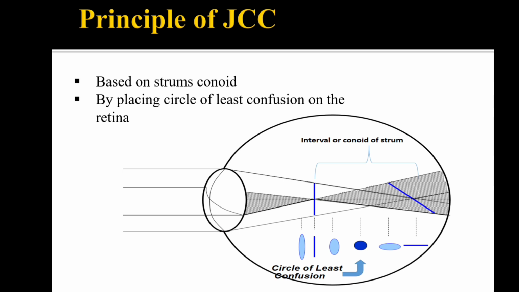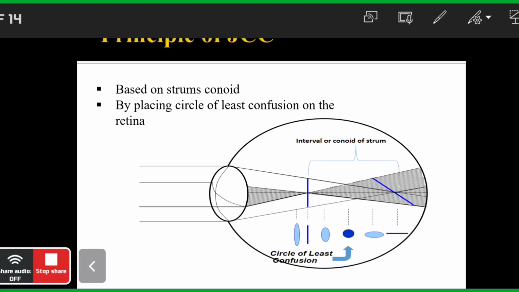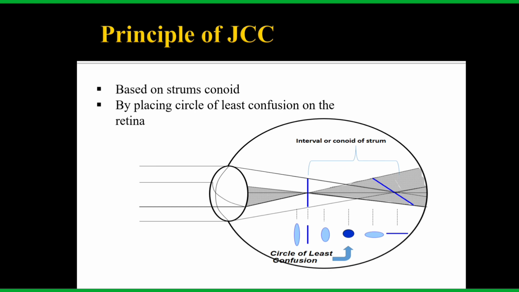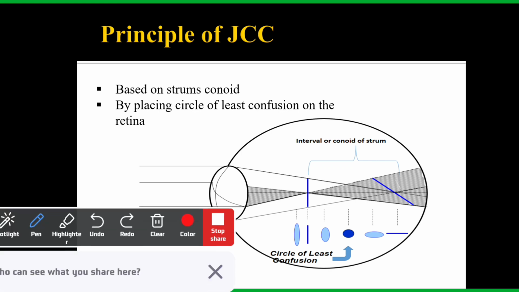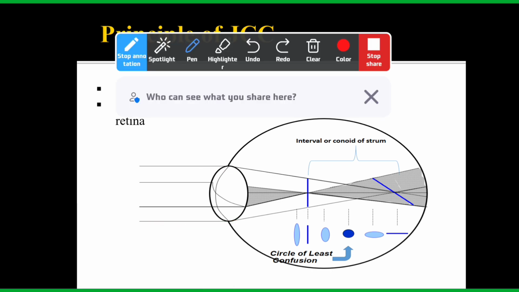The best image in this type of optical system is somewhere in the middle of the interval of Sturm, where there is an equal amount of convergence from one meridian and an equal amount of divergence from another meridian, known as the circle of least confusion, which gives a compromised but best possible clearer image.